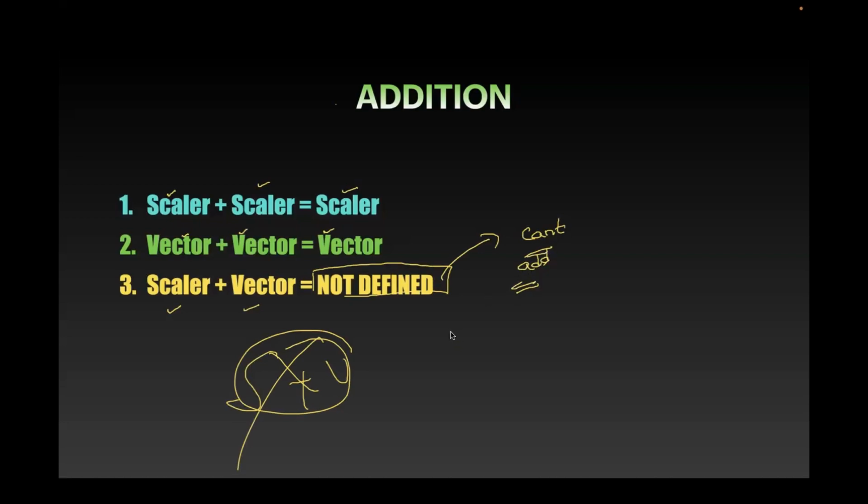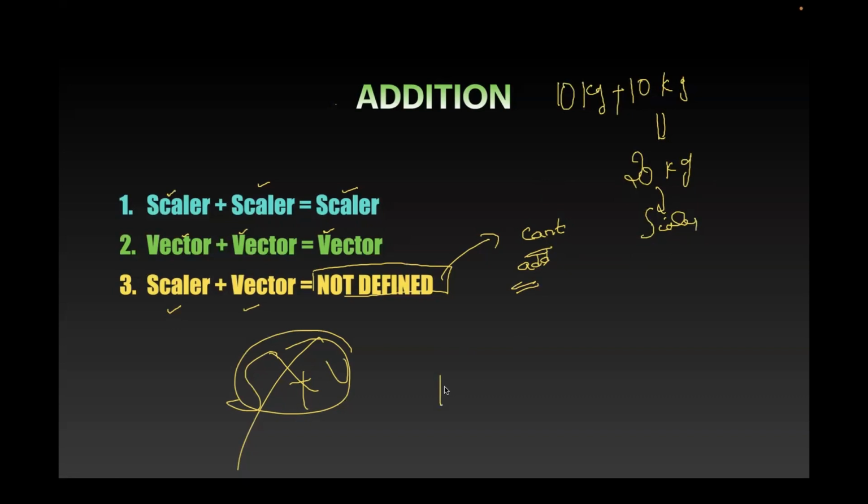Okay? Scalar plus scalar, what are you getting? You'll get a scalar. Vector plus vector, you'll get a vector. Scalar plus a vector, not defined. Assume you have some mass, 10 kg, and you're adding another 10 kg. What is the total weight now? 20 kg. Now, this is what? Weight. Weight is what? Scalar.